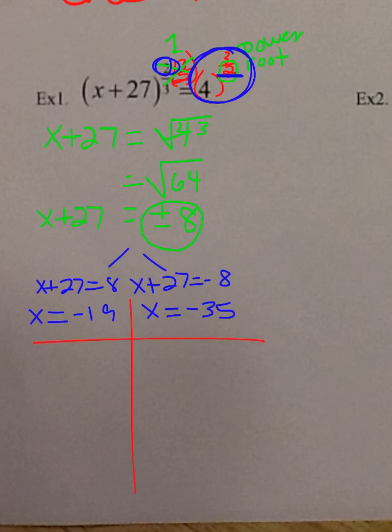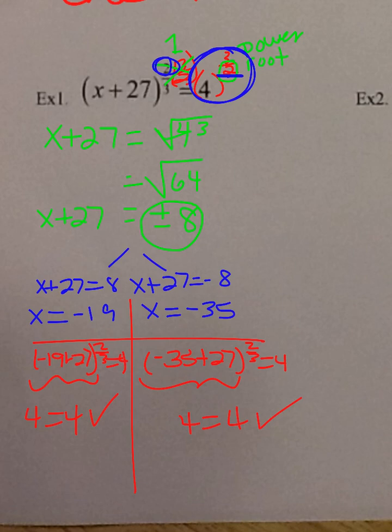You can use your calculator to check this. So it's negative 19 plus 27 raised to the 2/3 power. Does that equal 4? Plug it in your calculator, and yes, 4 equals 4. That checks. Now let's try negative 35 plus 27 raised to the 2/3 power. Does that give me 4? Plug that in your calculator. 4 equals 4, and that checks. All right, let's take a look at number 2.